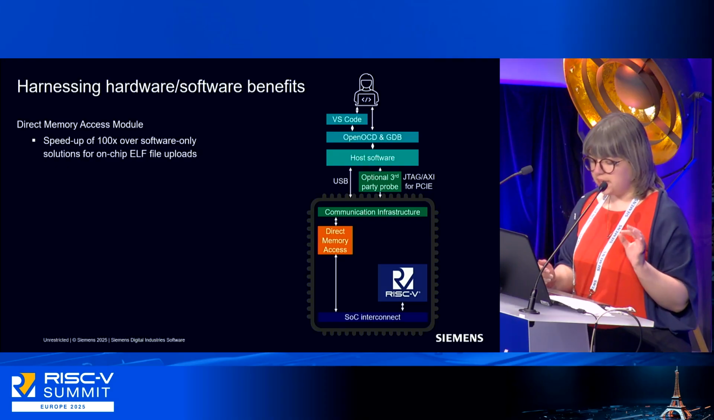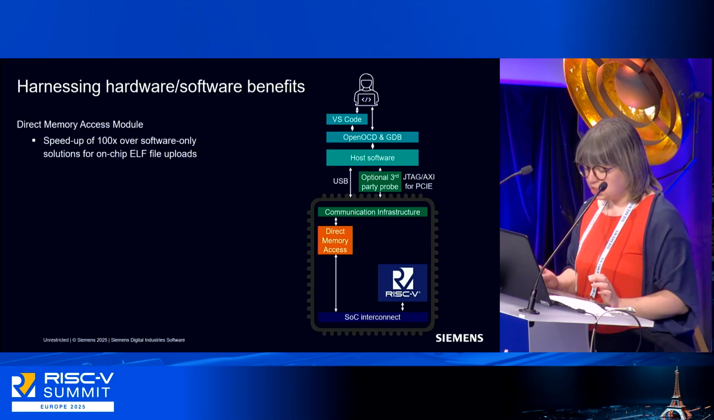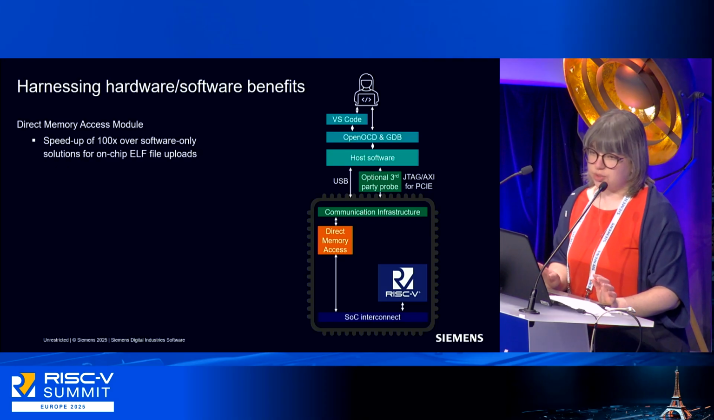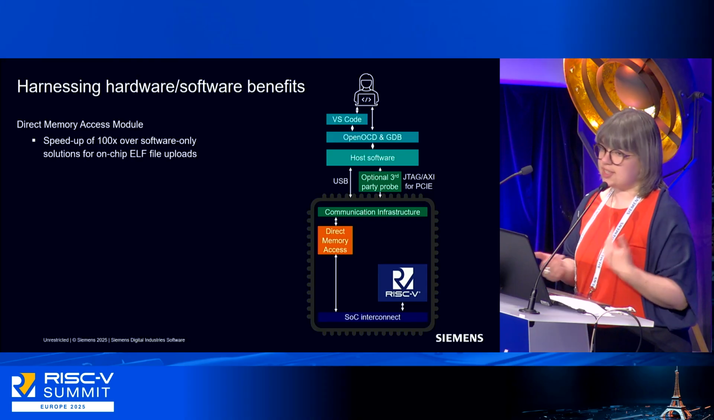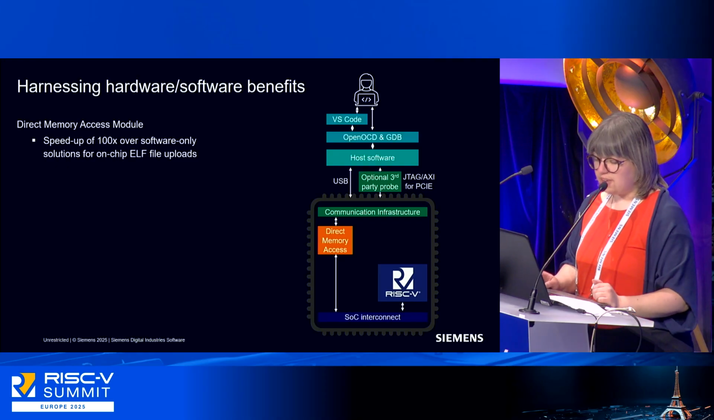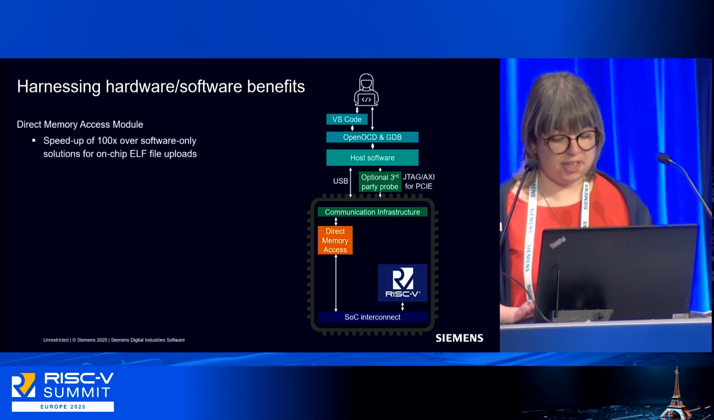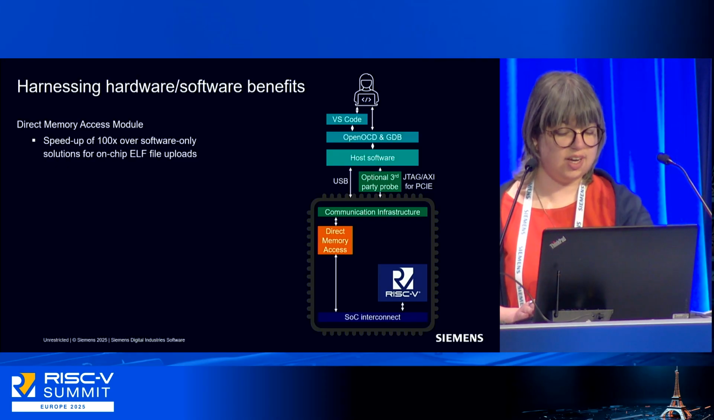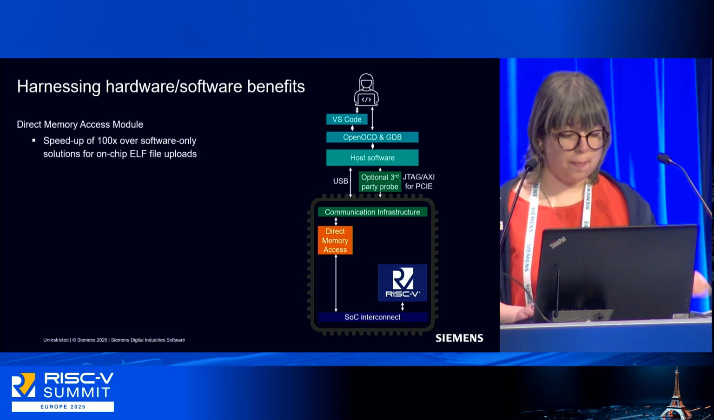Even though a couple of minutes shaved off doesn't seem like much, it does slow down debug iteration loops, and from personal experience, it's just frustrating waiting for this. The Direct Memory Access module therefore offers 100 times speed-ups over GDB-only solutions, cutting down on debug time.